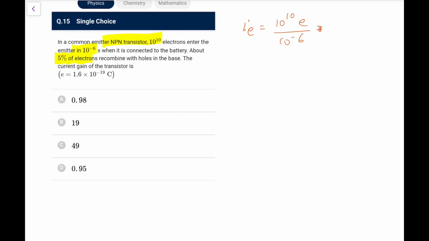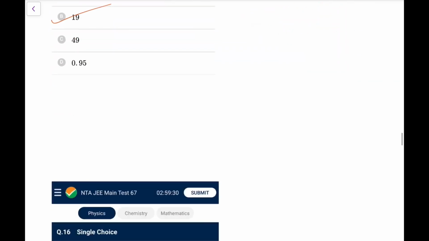We have a common emitter. We know the current gain beta is equal to IC by IB. Now this is 5% of IE, so this would be 95% of IE. So there's nothing to do, 95 by 5 is directly 19. We need not do those calculations which I was initially doing. Next.